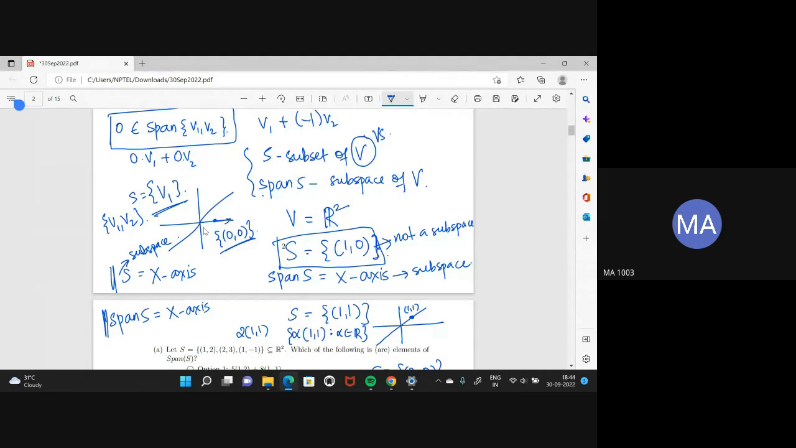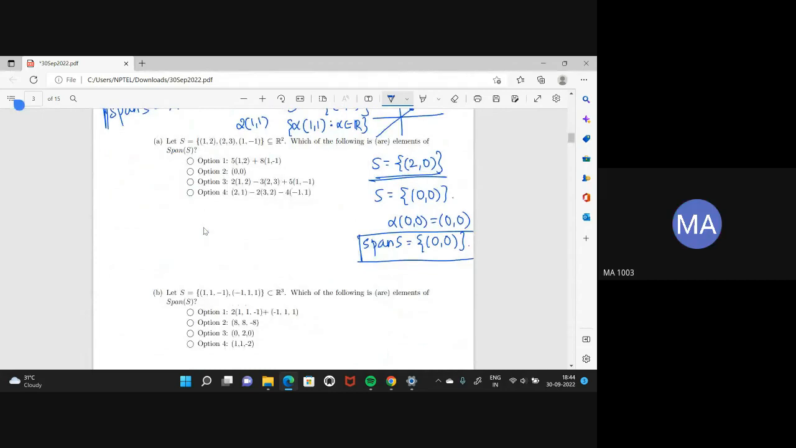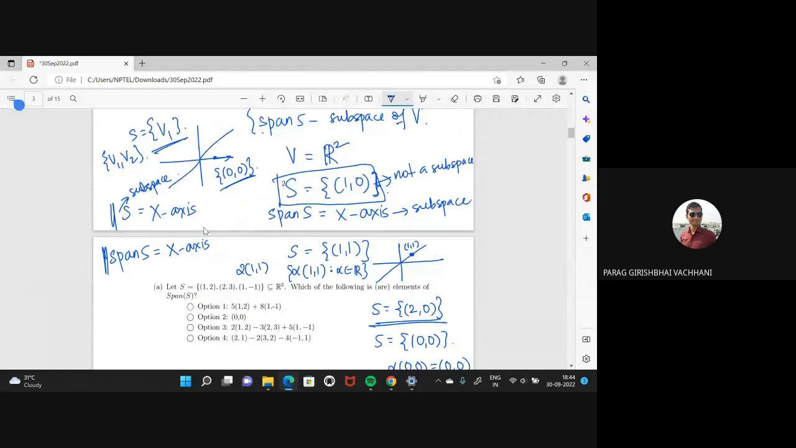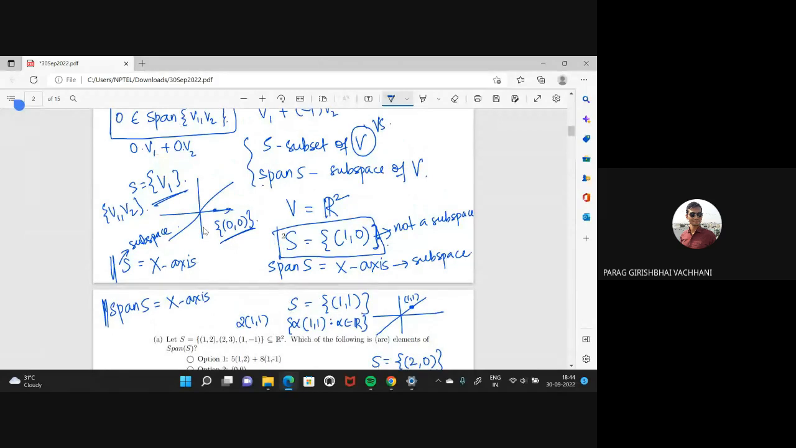Is it clear? Yes, madam. Okay, so now we have a set. But madam, vice versa is not possible, na? If the span of S is the x-axis, then we cannot say that S is a subspace of a vector space V.